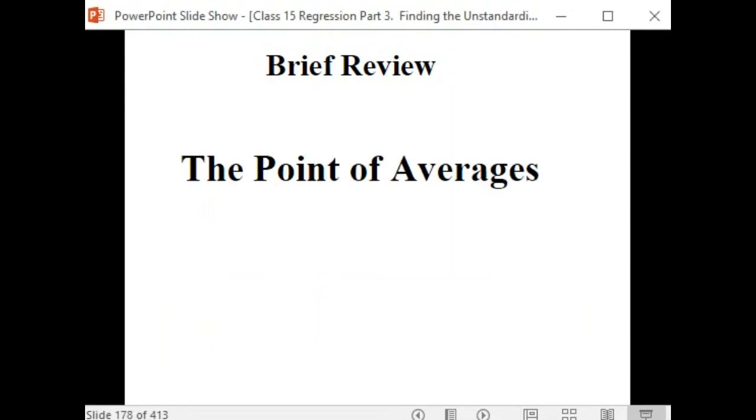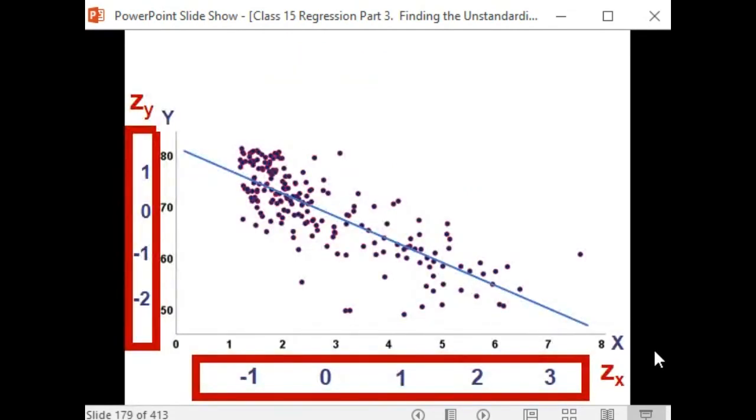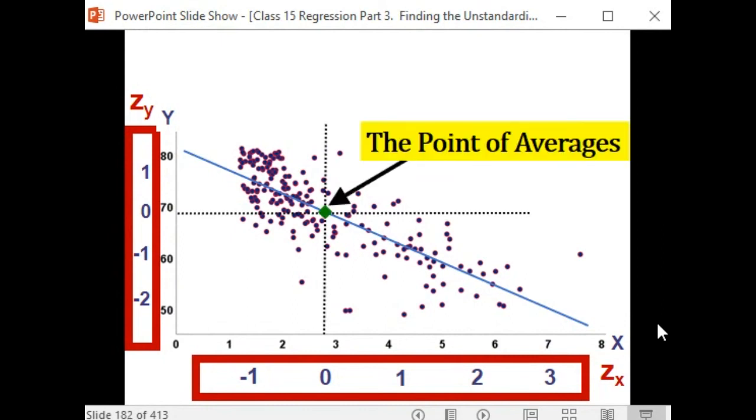First, let's do a brief review on the point of averages. When we make a hybrid scatter plot of group data, we can draw a vertical line to show the mean of x and a horizontal line to show the mean of y. The place at the center where they meet is called the point of averages. The point of averages is always on the regression line.